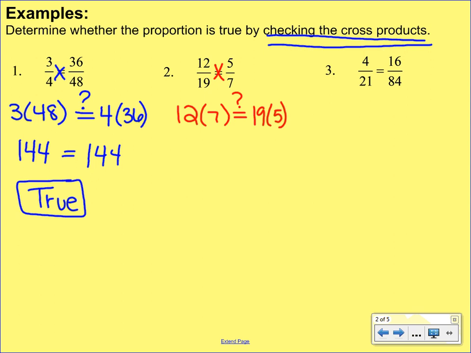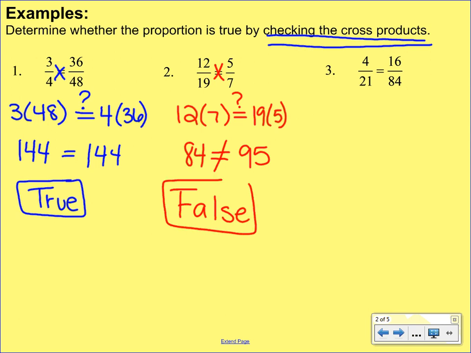So let's multiply. 12 times 7 is 84. 19 times 5 is 95. So here, we can't say that these are equal. So we're going to put a slash through the equal sign, if we think back to our inequality unit. And this would be false. So this is not a proportion because by definition a proportion is 2 equal ratios.